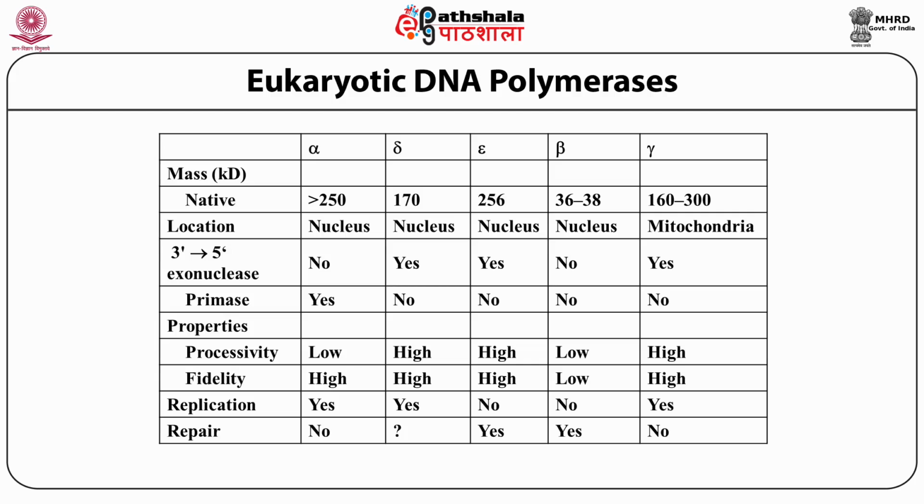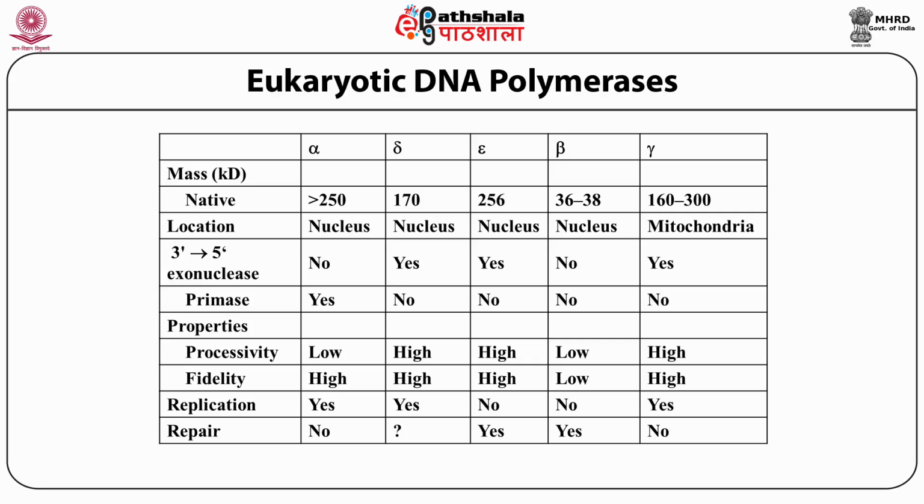Now, this is a table which is an overview of the different types of eukaryotic DNA polymerases with their location. As you can see, DNA polymerase gamma, which does the mitochondrial replication, is present in the mitochondria. The interesting part which you have to understand here is that not all eukaryotic DNA polymerases have 3' to 5' exonuclease activity. For example, DNA polymerase alpha and beta do not have the exonuclease activity, so they do not have this proofreading ability.